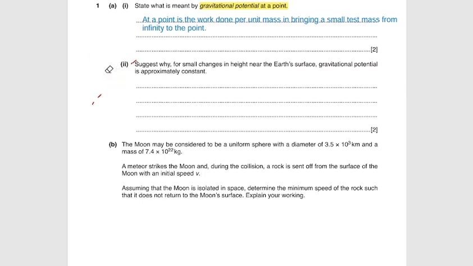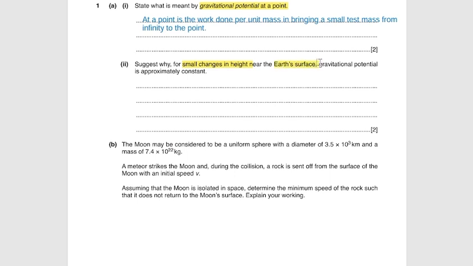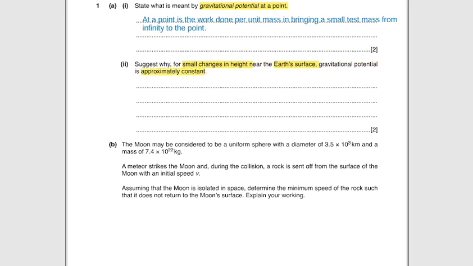Moving on towards our second part, that says suggest why for small changes in height near the Earth's surface gravitational potential is approximately constant. Now there is an entire relationship that we're going to be looking at in order to answer this question. Before that, we need to derive a relationship between height and the gravitational potential. How do we do that?